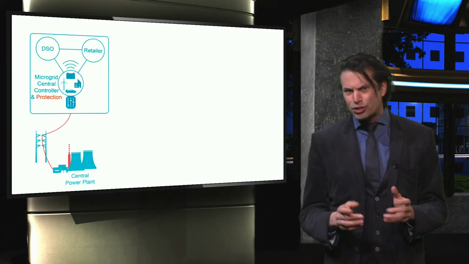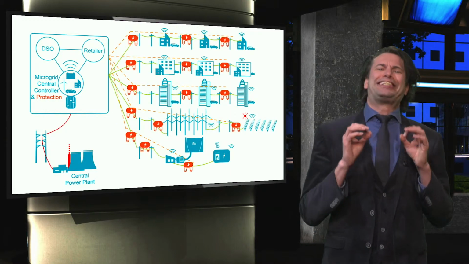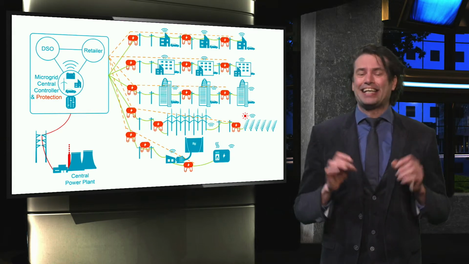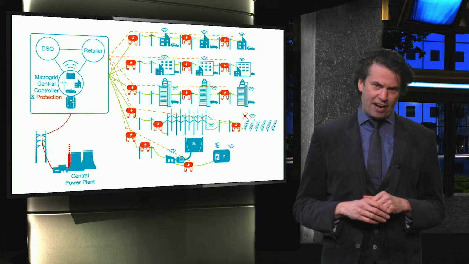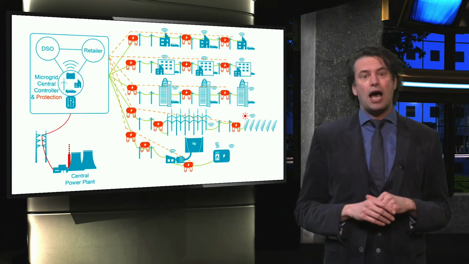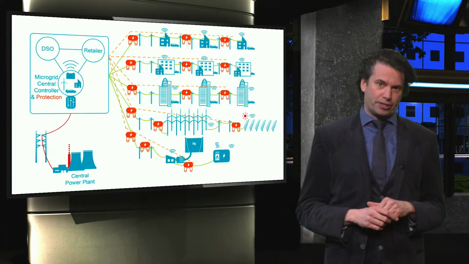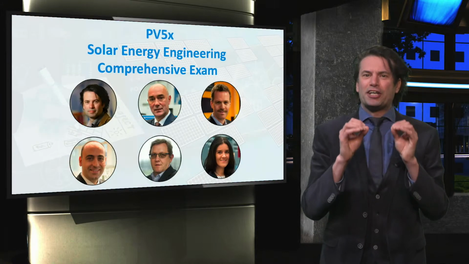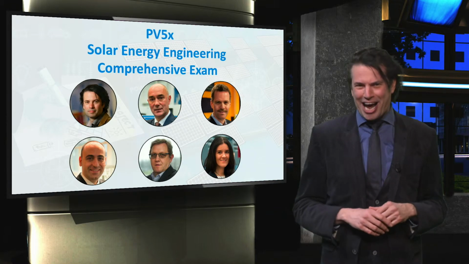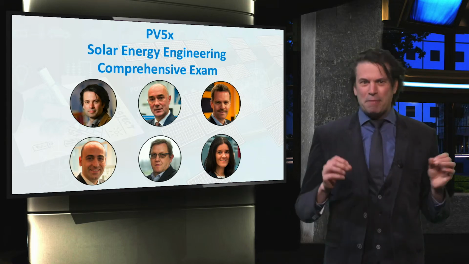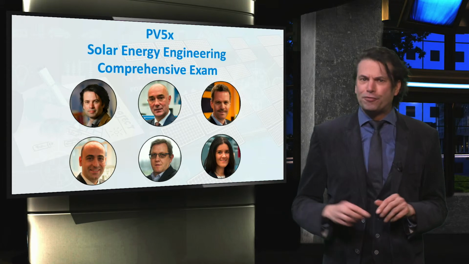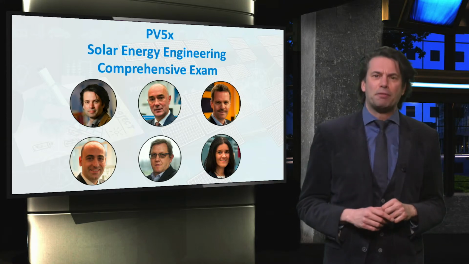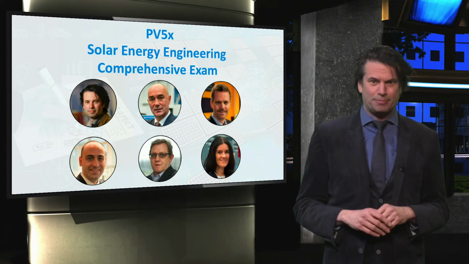After taking this course, you will be able to understand the operation of centralized, distributed and decentralized control and design various protection strategies applicable in microgrids. In the final course, you can prove that you have what it takes to be a solar energy engineer. PV5X consists of 2 comprehensive exams in which the knowledge you gained in the previous 4 courses is tested.